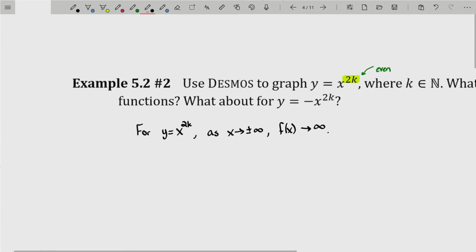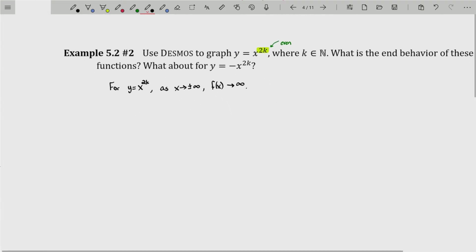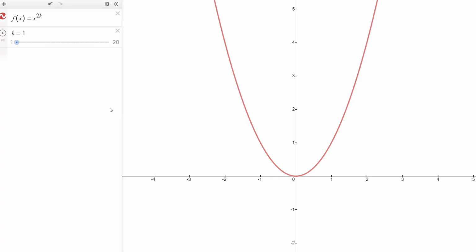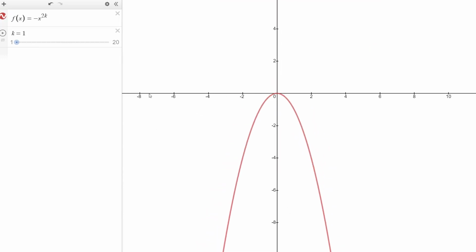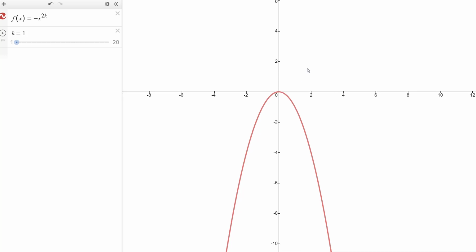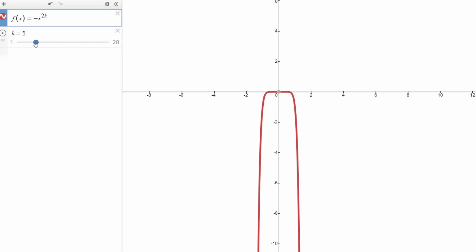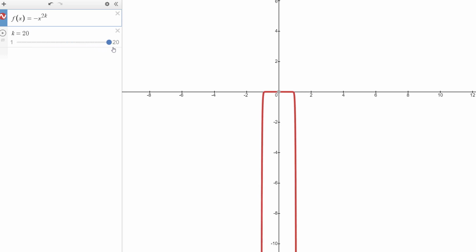Now let's go ahead and look at the end behavior of negative x to the 2k. Now here's my function again. All I'm going to do is just throw a negative in front of that. Boop. You can see the end behavior here: as x goes to negative infinity, the y values are dropping to negative infinity. And same thing, as x goes to positive infinity, the y values will fall forever. And if I increase the power, remember these are all even powers, same thing actually. The behavior does not change. It just falls forever on either side.